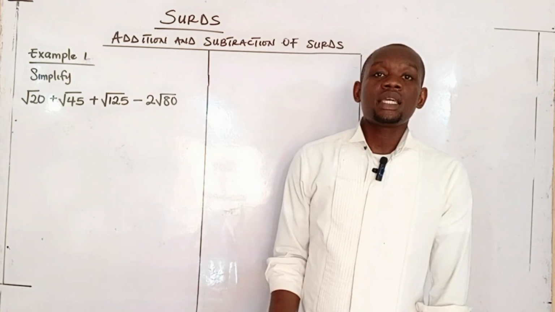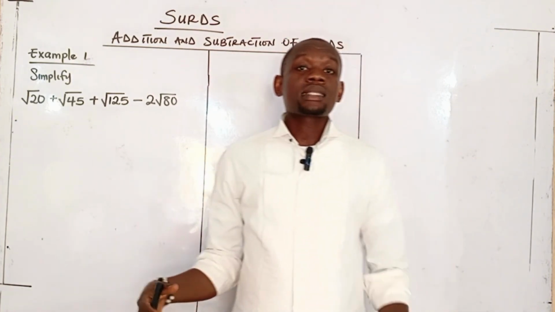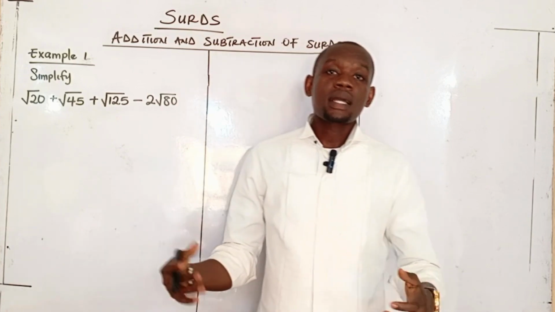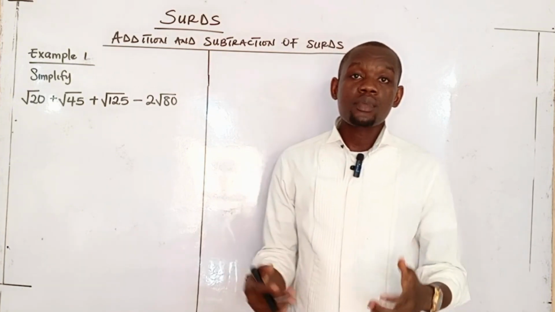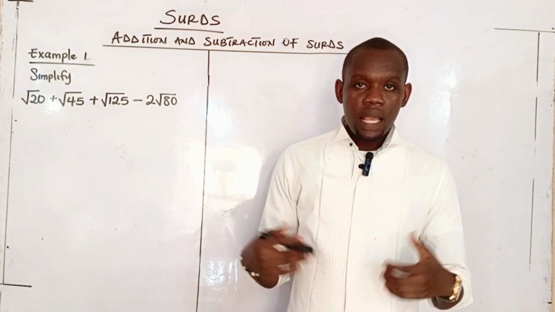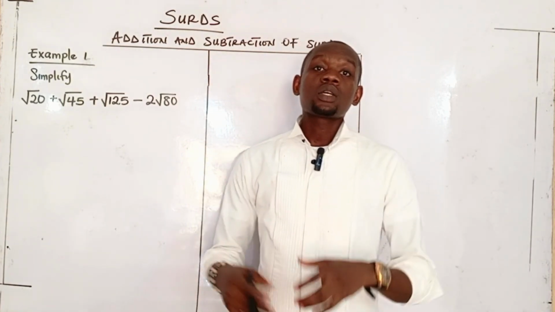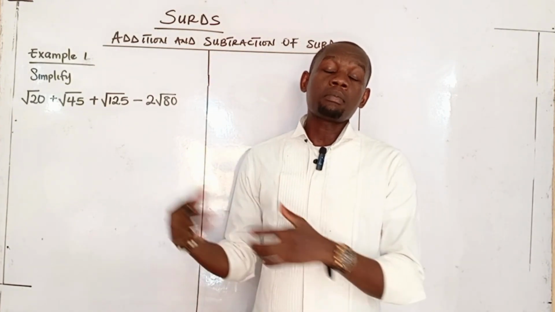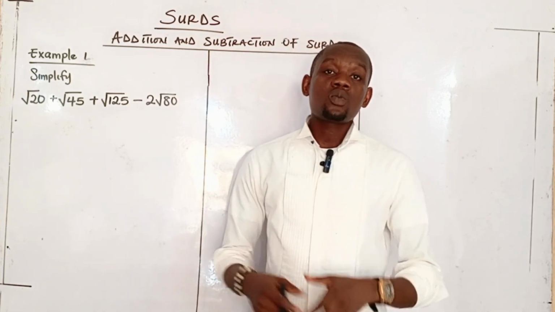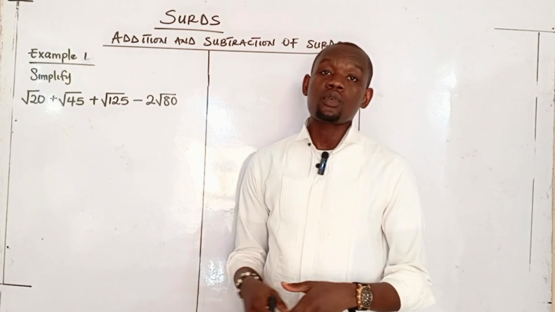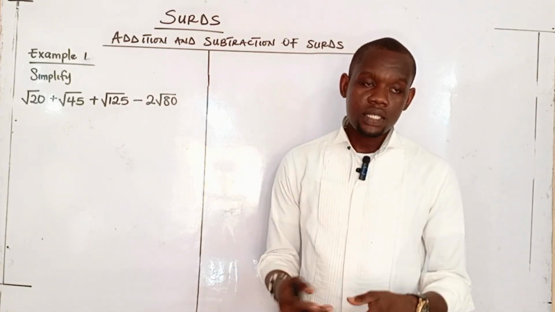So what we need to do is express them in their basic forms so that the similar surds can be added and the ones that are similar can also be subtracted. And just like I said in our video earlier, to express a surd in its basic form, we have to express it as a product of two factors, and one of them must be a perfect square.